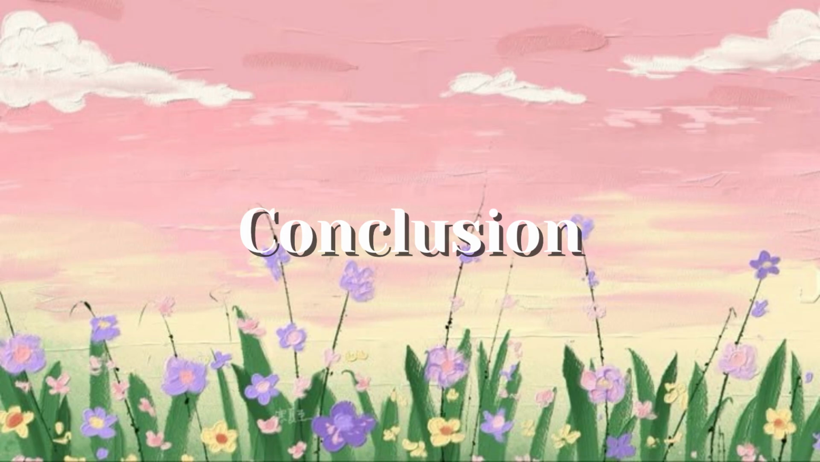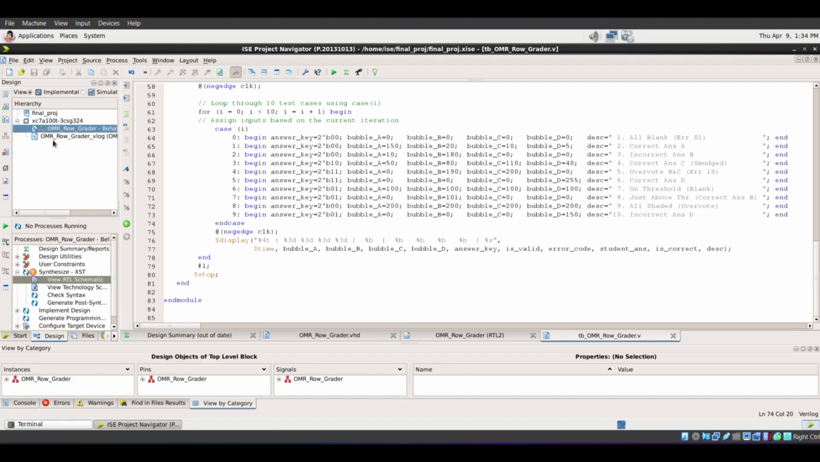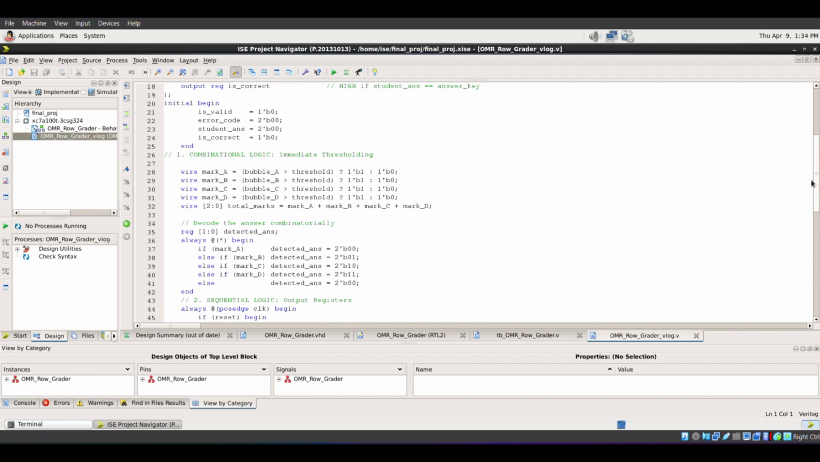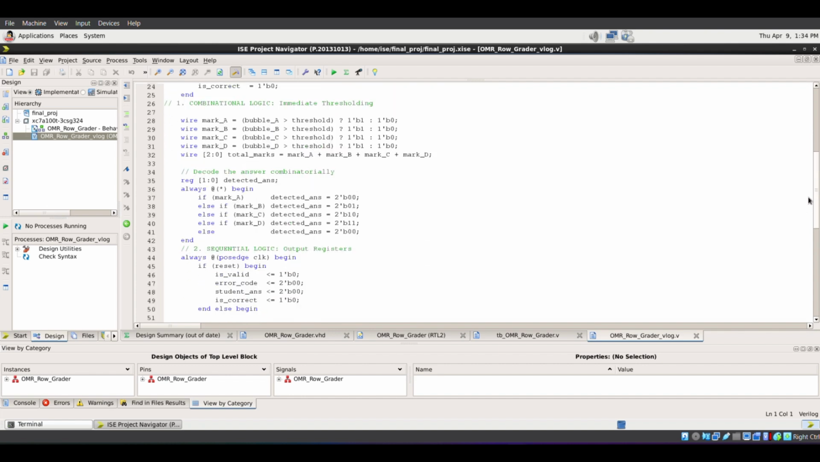In conclusion, the design and verification of the Optical Mark Recognition OMR row grader successfully demonstrated the practical application of digital signal processing by accurately evaluating sensor thresholds, detecting overvotes, and auto-grading responses. Implementing the system in both Verilog and VHDL highlighted the comparative strength of each language: Verilog's concise syntax for rapid development versus VHDL's strict data typing for structural integrity.